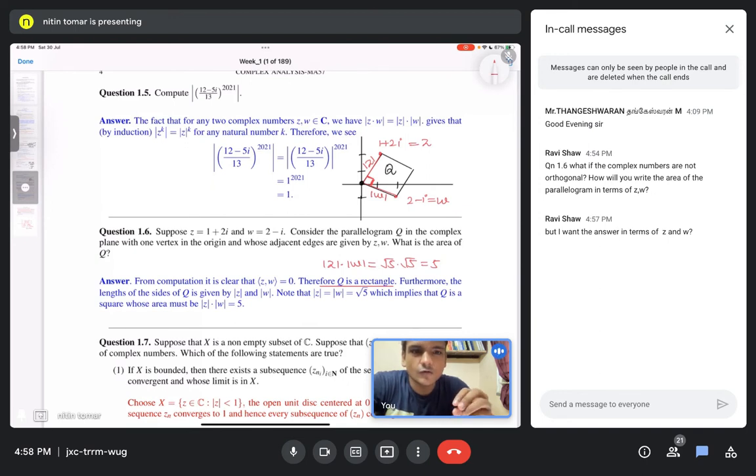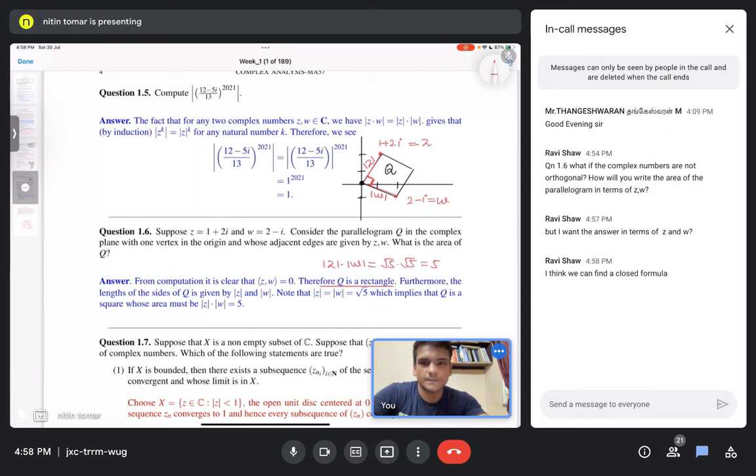If you want a closed-form formula, like for a rectangle, where in this case it was mod z times mod w, then it will be more difficult than finding the numerical value. But still, this double integration technique can be used there also.